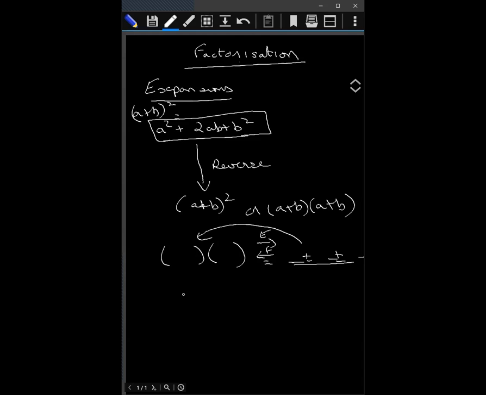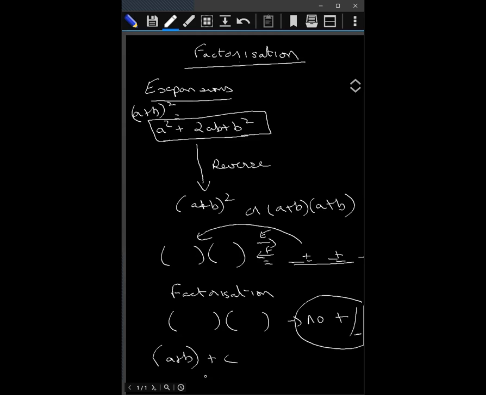Now, in factorization, one important point is there are no plus or minus between brackets. Whenever you reach an answer, it will always be in this format. There will be no plus or minus. It will always be multiplied or divided. If you ever find any plus or minus, for example, a plus b plus c, then this is not factorized. Remember this. This is an important way in which you can check your answers.